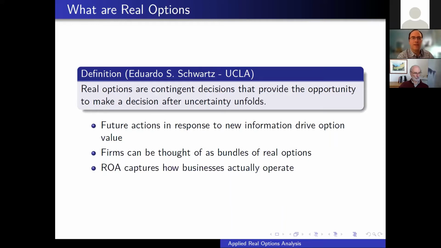So here is a definition. Eduardo Schwartz is the S in the LSM algorithm. He is a pioneer in this field. He's done a tremendous amount of work, mostly related to commodity valuation. He defines real options as contingent decisions that provide the opportunity to make a decision after uncertainty unfolds. So I think the key takeaway is that real options are about the interplay of a business decision maker responding to new information that they encounter.